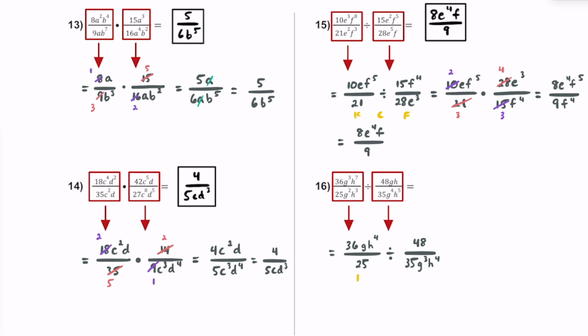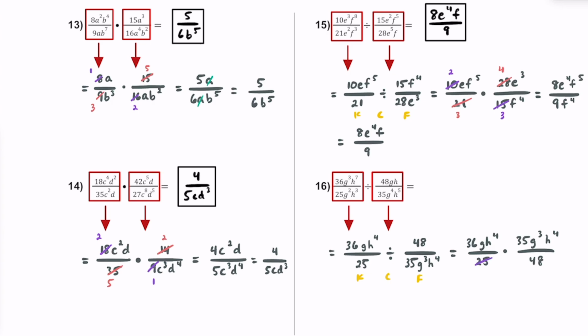And let's go ahead and turn this into a multiplication expression instead of a division one. So let's keep this 36 g h to the fourth power over this 25, and multiply by the reciprocal of the second fraction, which is 35 g to the third power h to the fourth power all over 48. All right, so a lot of big numbers here, but I think we can do some good cross-canceling.